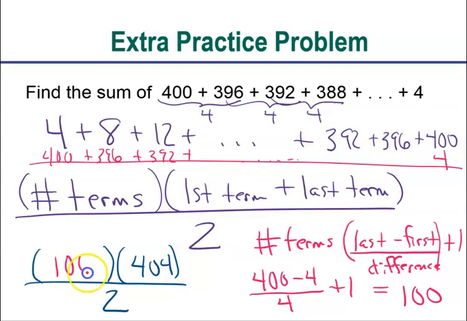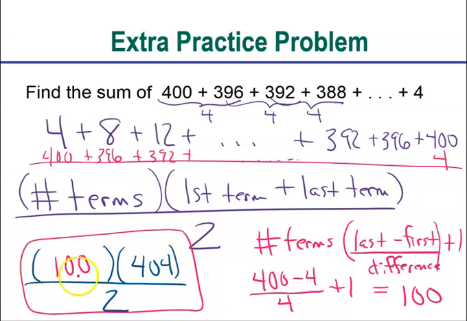So that means my answer, this is the final result, y'all, is 100 times 404 divided by 2. What do I get? 100 times 404 divided by 2 gives me a final sum of 20,200. So 20,200. I know I kind of have a mess here all over the place. But that is the final answer to this sum.